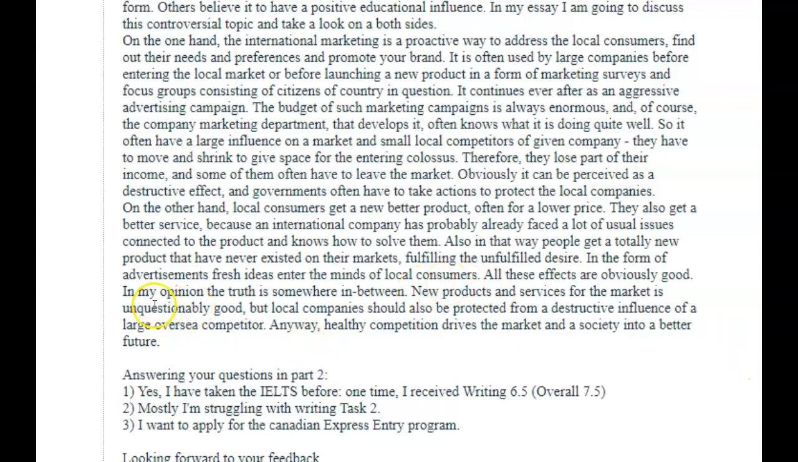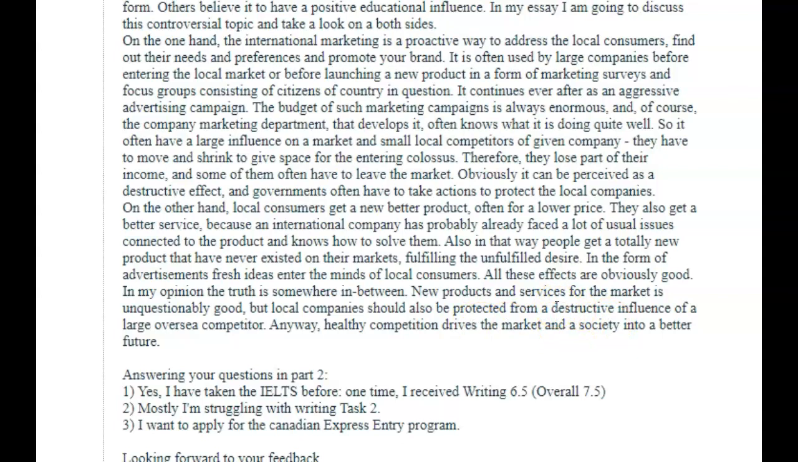All right. "In my opinion, the truth is somewhere in between. New products and services for the market are unquestionably good." Good is not a word you want to use in IELTS. "But local companies should be protected from the destructive influence of a large overseas competitor." Let's get rid of "anyway." It sounds too conversational. You could have just said something like, in the end, competition drives a market and a society into a better future. All right, that's a nice sentence to end with.